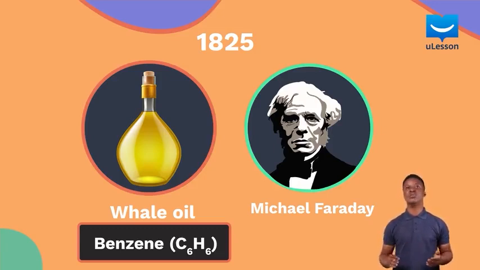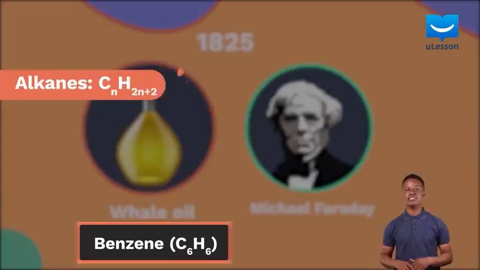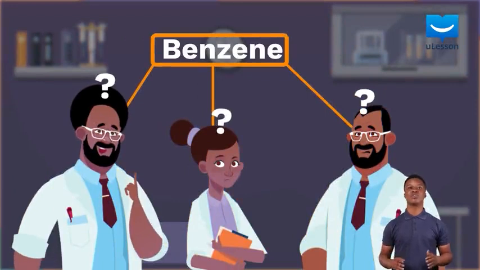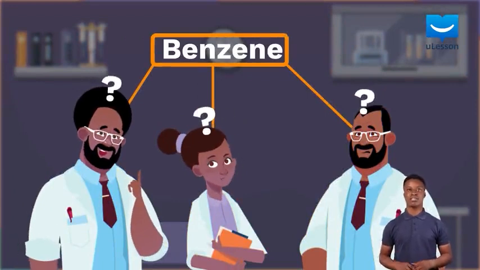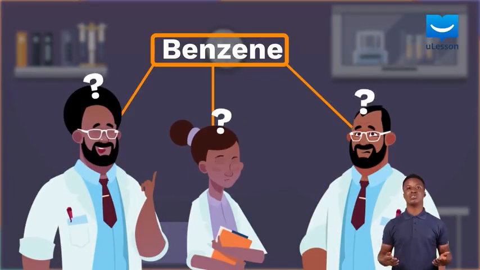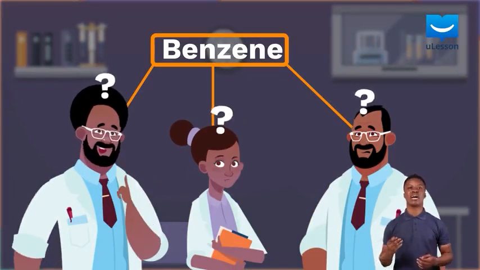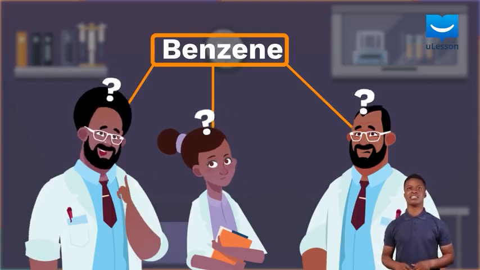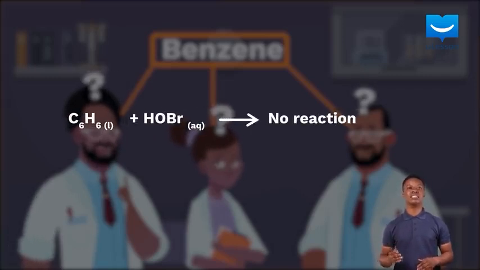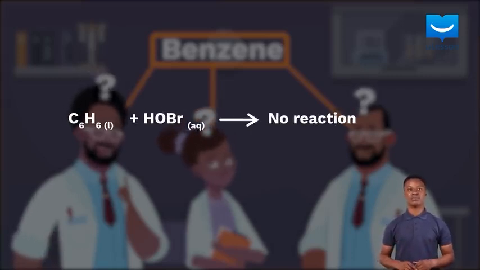It did not fit into the general molecular formula for alkanes, neither did it fit into that for alkenes nor alkynes. So, for a long time, the structure of benzene puzzled several chemists because, though highly unsaturated, benzene was unusually unreactive towards reactions that were common to unsaturated alkenes. For instance, early chemists discovered that benzene remained unreactive in bromine water, even though alkenes reacted with bromine water.